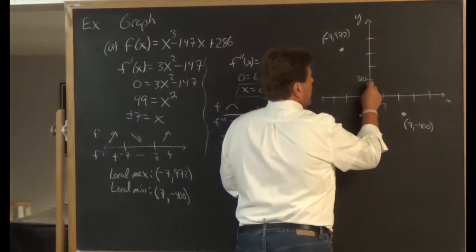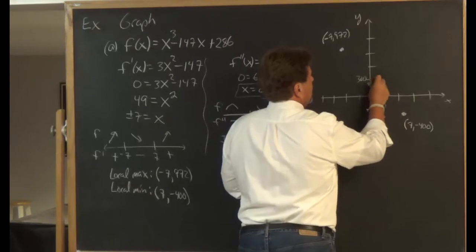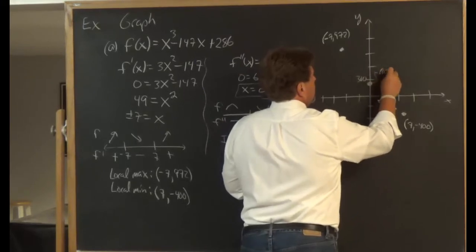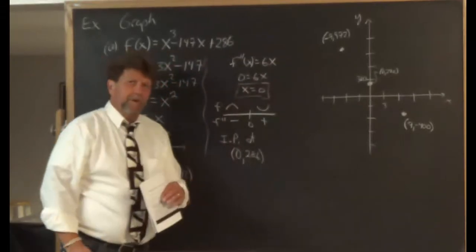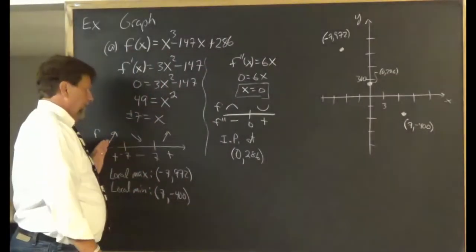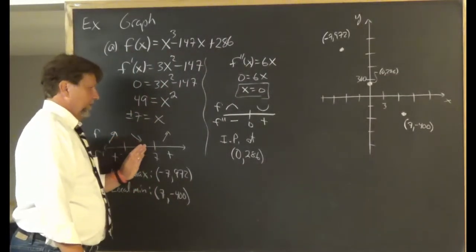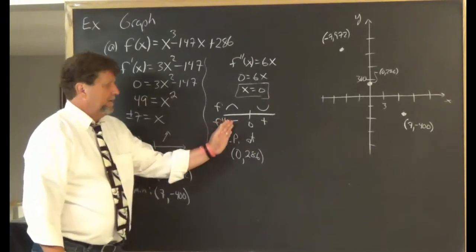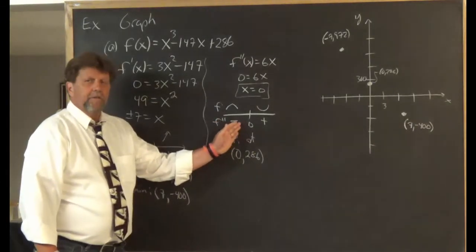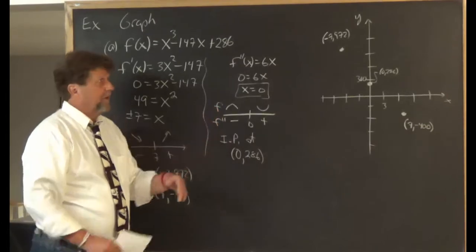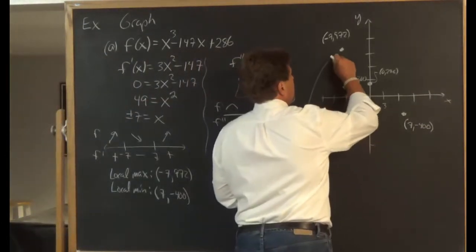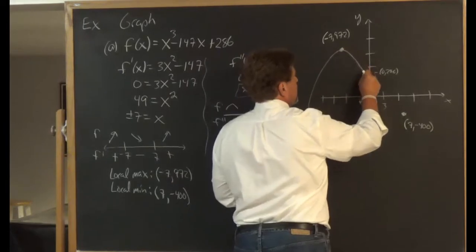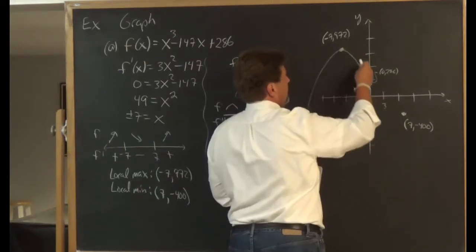So I'll put that about right here. Make sure we hit it. 0, 286. Those 3 points are enough because I know the function's increasing, decreasing, increasing. I know it's concave down on this interval, which means tangent lines would be above the curve. So I'm increasing, decreasing while trying to maintain concave down.